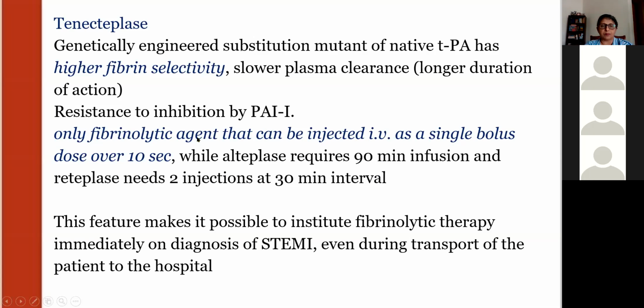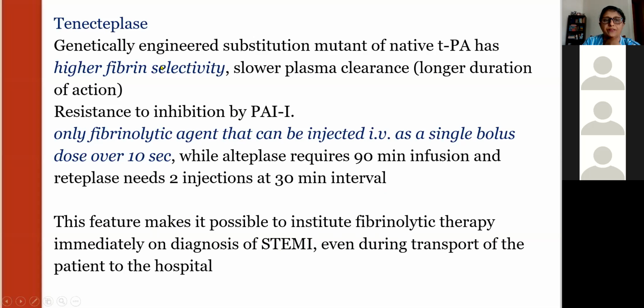So suppose a patient develops a heart attack, or myocardial infarction, at home, and has to be taken to the hospital. In the ambulance itself, we can give this fibrinolytic agent. This feature makes it possible to institute fibrinolytic therapy immediately on diagnosis of STEMI, even during transport of the patient to the hospital. That is tenecteplase.